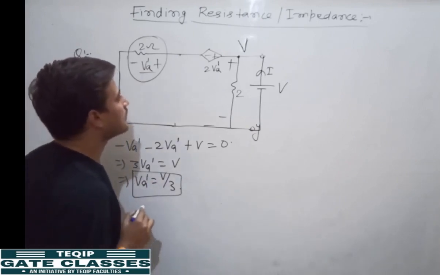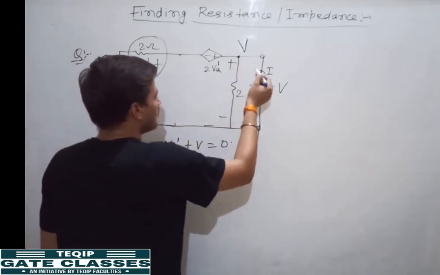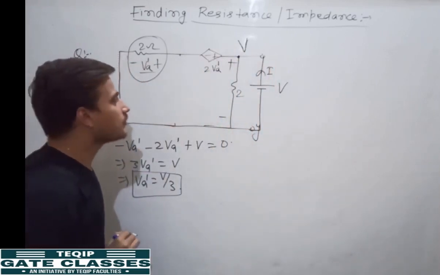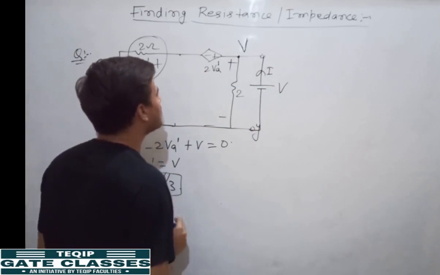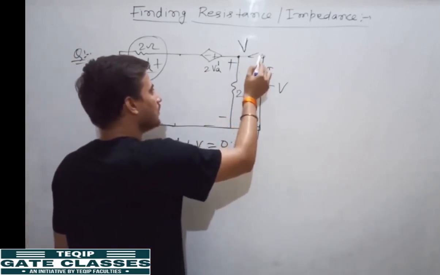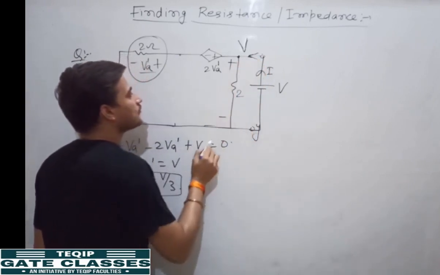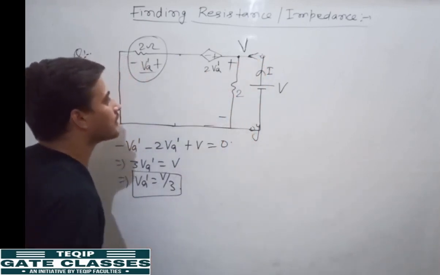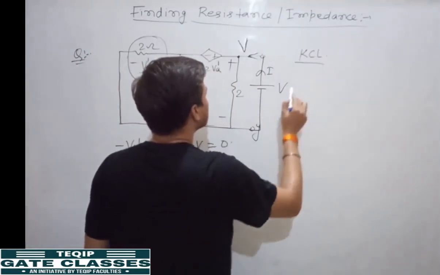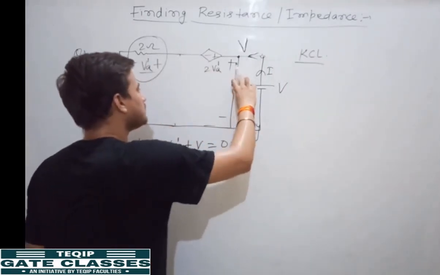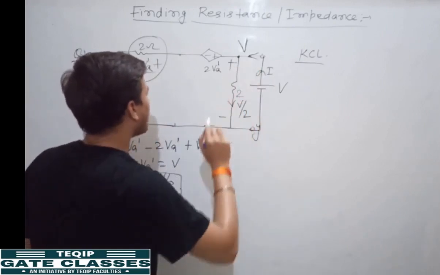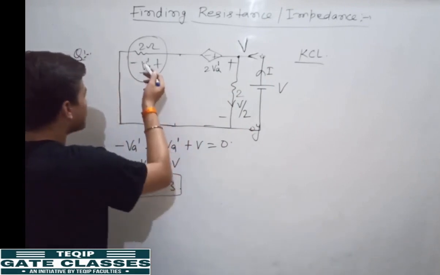Next, see one thing. Now you will have to relate current with this voltage. How will you relate current? You know the potential of this terminal is V. Current coming into this node is I. So we can apply Kirchhoff's current law here. Here the branch voltage is V, so the current will be V by 2. This current is I.